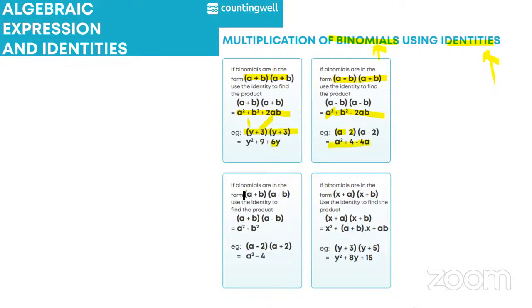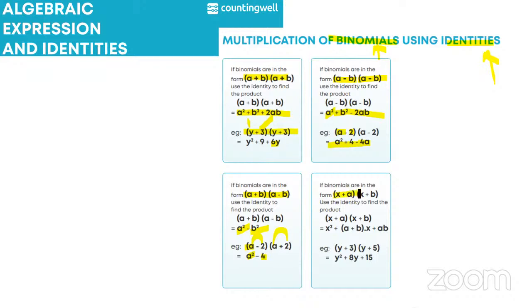But if the binomials are of the form (a plus b)(a minus b), meaning the product of the sum of two terms and the difference of two terms, order is important. First it should be a plus b. In the second bracket it should be a minus b, not b minus a. Then you have to use the identity a square minus b square. For example, here you have the difference of two terms and the sum of the same terms. So we can write square of the first term minus square of the second term. So we have a square minus 2 square, which is a square minus 4.